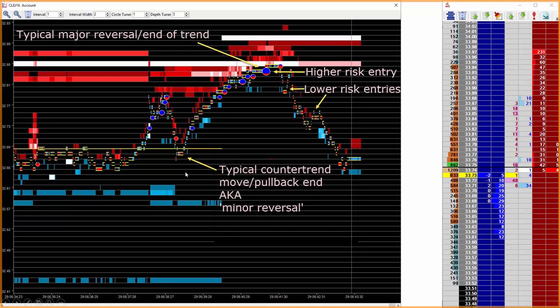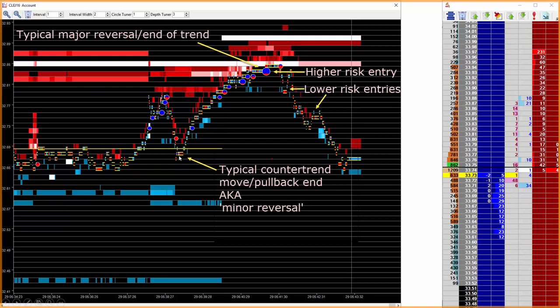Now, in this image, I've got the depth tuner set to only show the most significant depth. That's why a lot of the depth appears to be missing here, because I've basically tuned it out. We start this image on the left with consolidation, and this was consolidation after a move up. Basically we move up through the consolidation area and then back down to it. And this is our pullback. It is a very typical pullback.